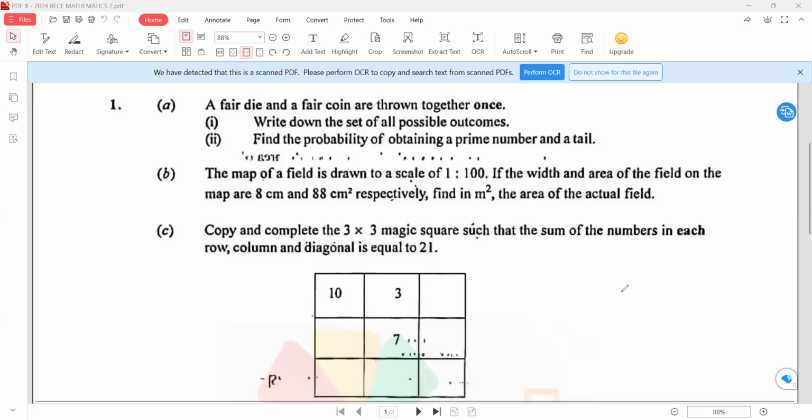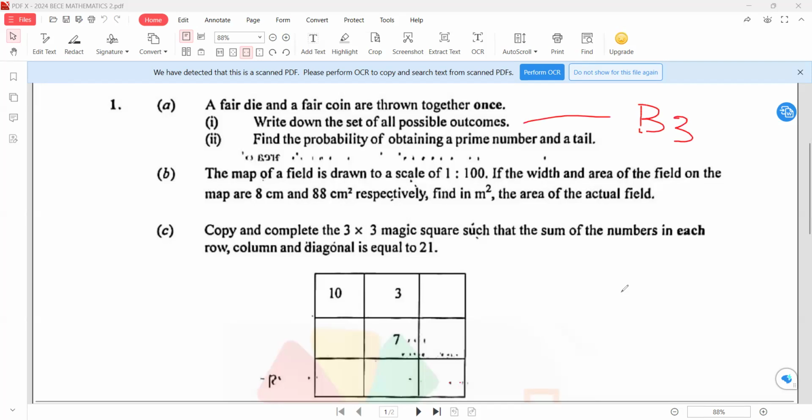Good morning. We are continuing our solution to the BC 2024 question section B. Last time out, we solved question 1 for section B. I want to give you how the scores were allocated. The first is when you write down the set of all possible outcomes, you get the B3 mark. B3 mark is awarded.